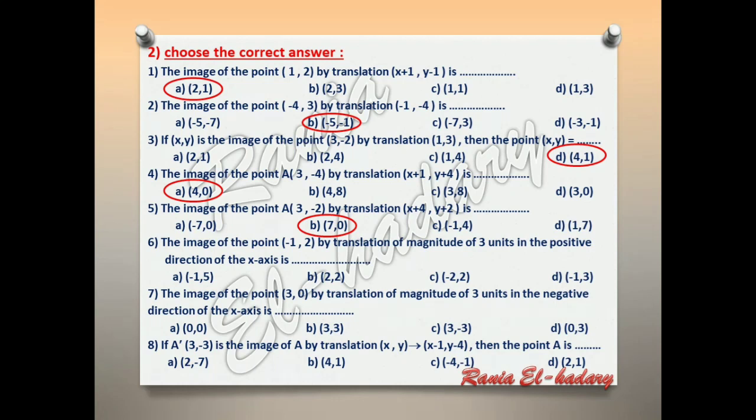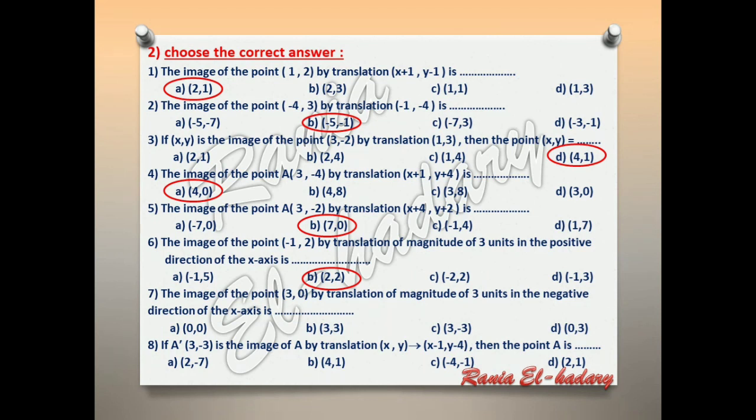Number 6. The image of the point negative 1 and 2 by translation of magnitude of 3 units in the positive direction of x-axis. I want to find the image. And I have the point negative 1 and 2. By translation what? In 2 direction or 1 direction only? Yes, 1 direction only. The magnitude of 3 units. Positive or negative? Yes, positive. So we have 3 in x-axis. Adding 3 above negative 1. 3 minus 1, 2. And we have 2 in y. The answer is 2 and 2.